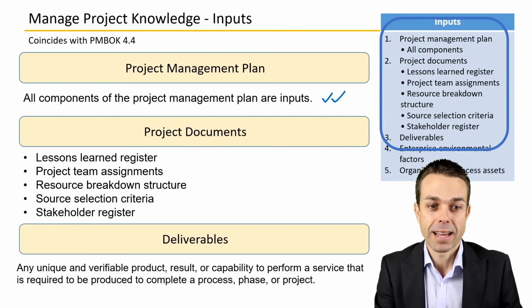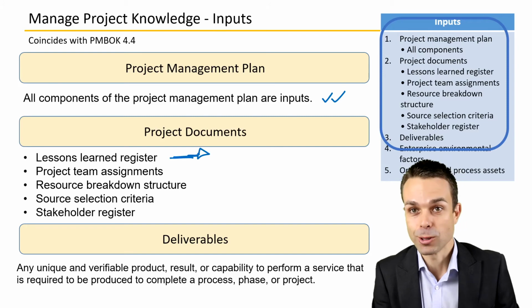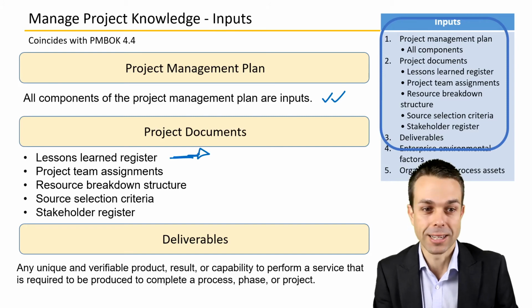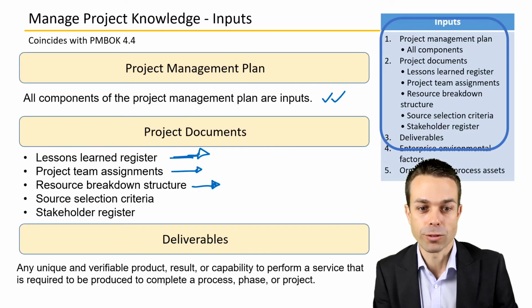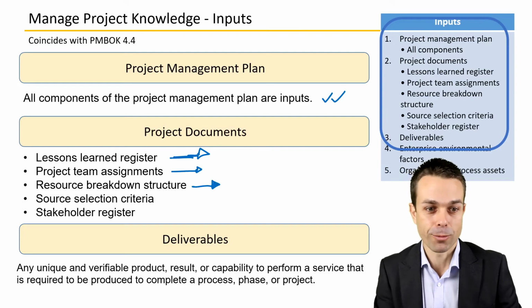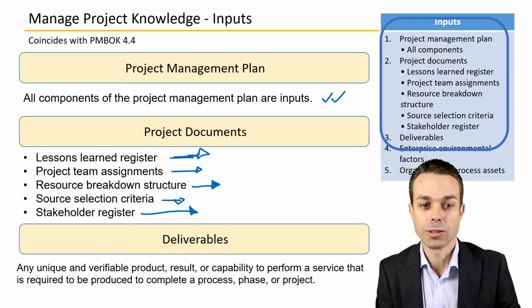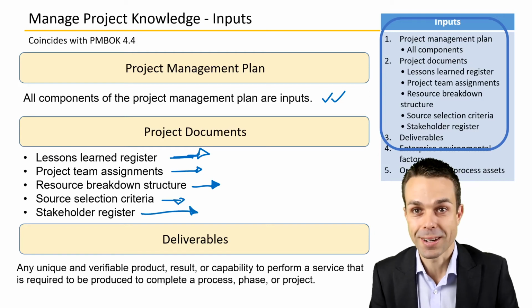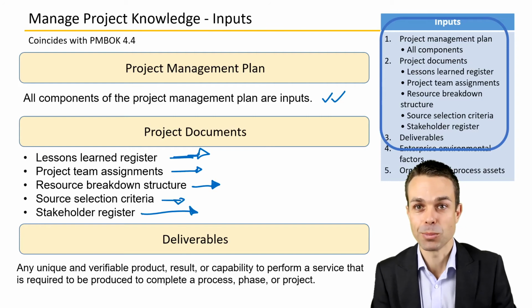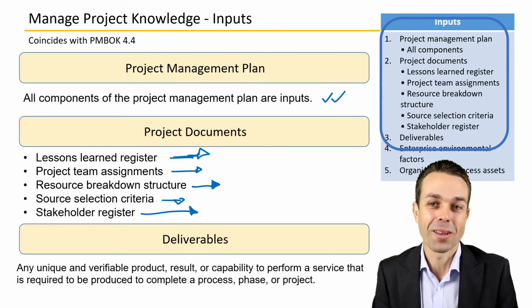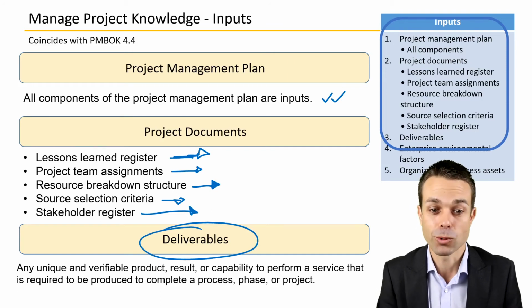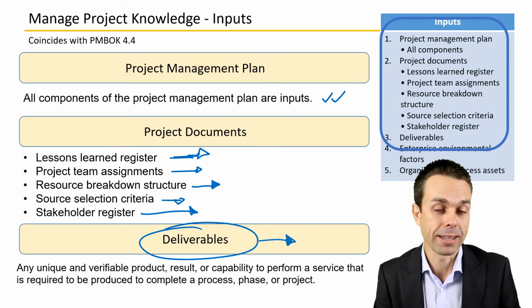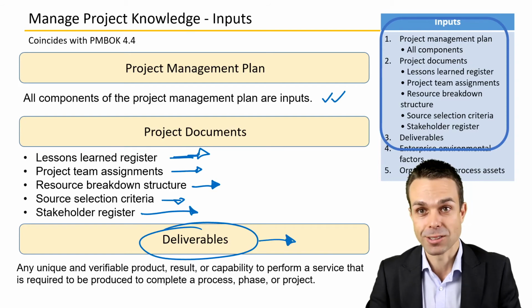Project documents, we'll need our previous lessons learned register, what have other projects learned, and what can we learn from those lessons. Project team assignments, the resource breakdown structure, so who is involved and who is doing what, and who do we need to gather that information from. Source selection criteria, and the stakeholder register, again, who's involved in our project and who are those subject matter experts. The deliverables as an input into our project. What we're saying there is the items that we're delivering as part of our project. So all of those will be an input because we need to know what we're delivering and what we need the knowledge and the previous lessons to be on.